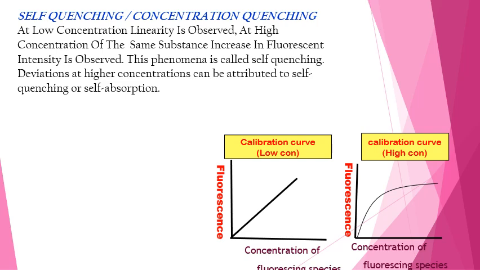Self-quenching or concentration quenching. At low concentration, an increase in fluorescence is observed, whereas at high concentration the intensity of the fluorescence reduces.